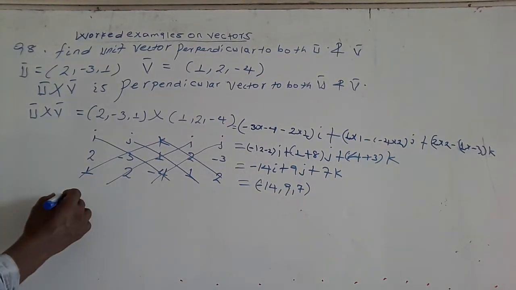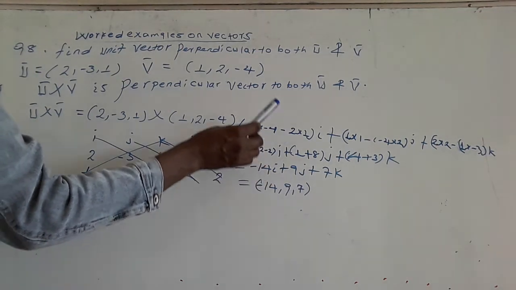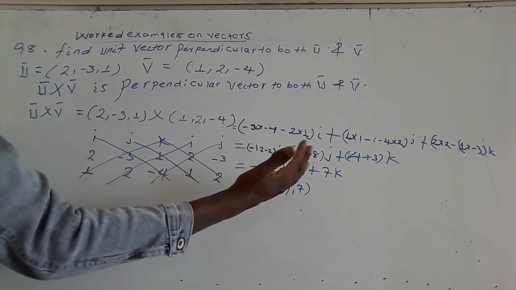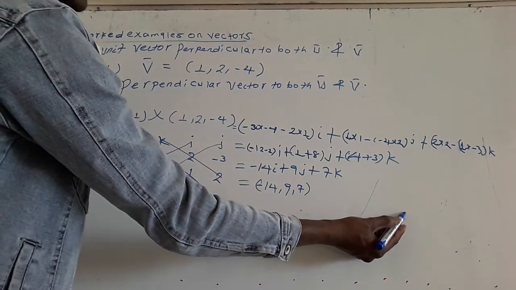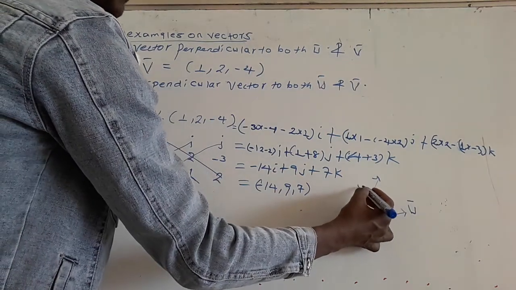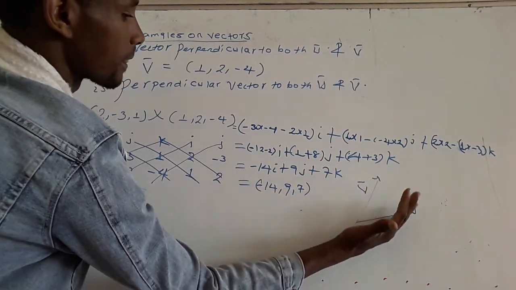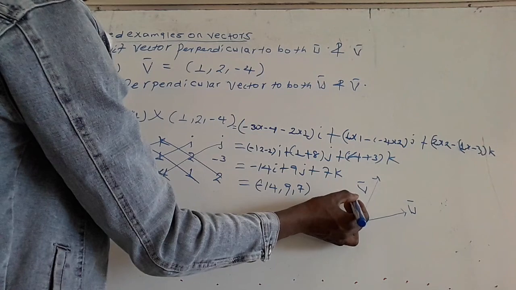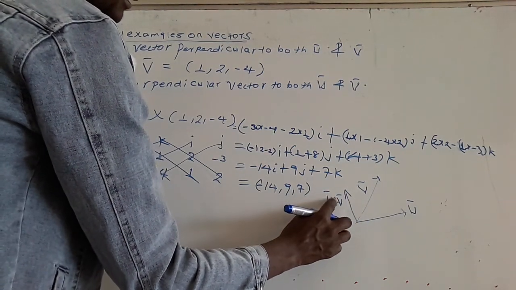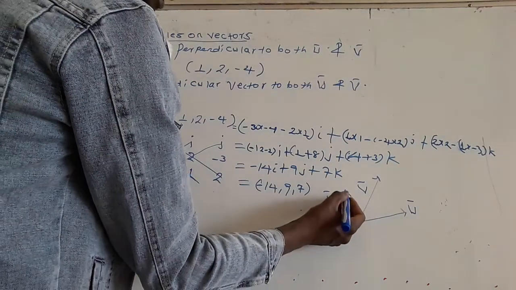So this is the vector which is perpendicular. Using the right hand rule, that vector will be known. This is u vector, this is v vector. Using the right hand rule, this is perpendicular to both. This is u cross v.